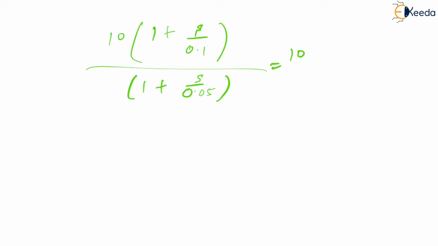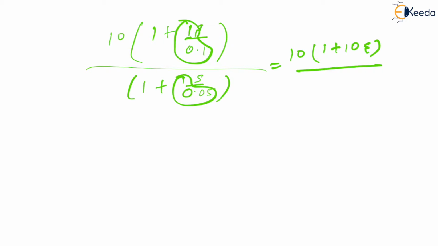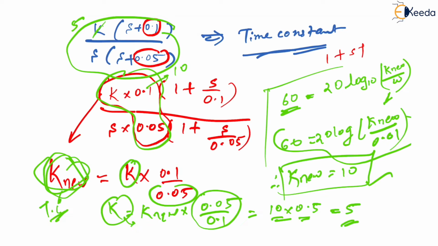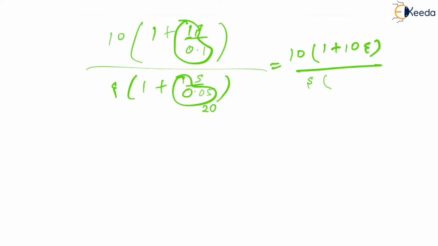What does this mean then? It is equal to 10 into, if you see, 1 upon 0.1, which is equal to how much? 10. So it becomes 1 plus 10s, divided by what? Again, 1 upon 0.05 is equal to how much? It is equal to 20. So definitely this becomes s into, yes, s was also there here, right? s into 1 plus 20s.